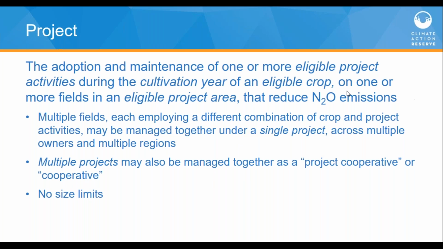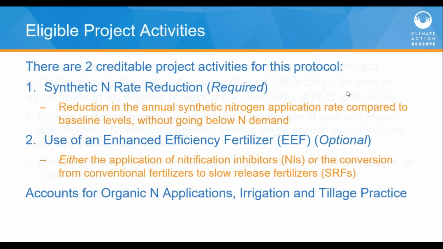All right, so let's get into what some of these terms mean. The eligible project activities are the activities that, when implemented, can earn you carbon credits. There are two in this protocol. One of which is mandatory for all projects, and that is a reduction in the synthetic nitrogen rate. That is a reduction in your N rate compared to your baseline, historical levels, without going below nitrogen demand at the risk of compromising crop yield.